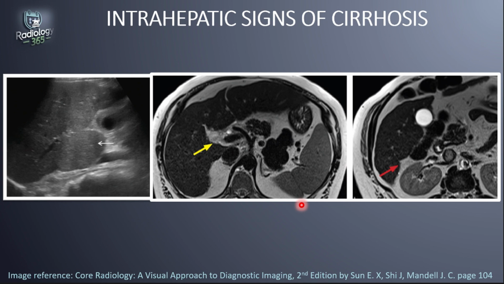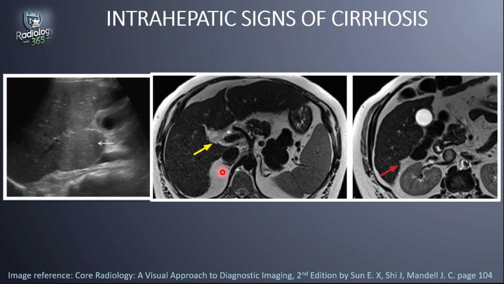So in these images, we have an ultrasound and then we have 2 MR images. The ultrasound is of a patient with cirrhosis. That's what we are discussing today. And this shows volume redistribution in the form of caudate lobe hypertrophy here. You can also see some nodularity of the liver surface here and here, as shown by the pointer.